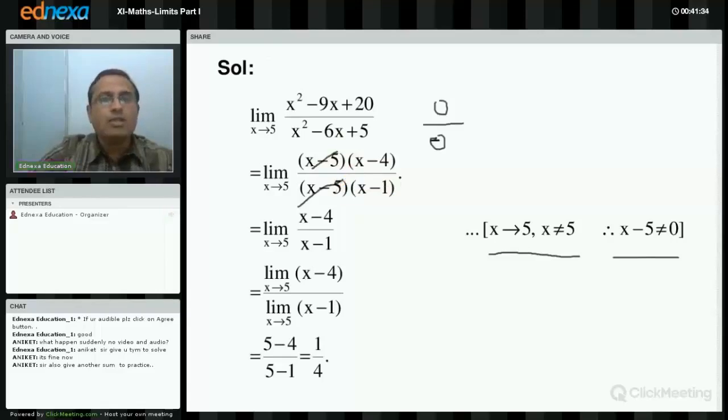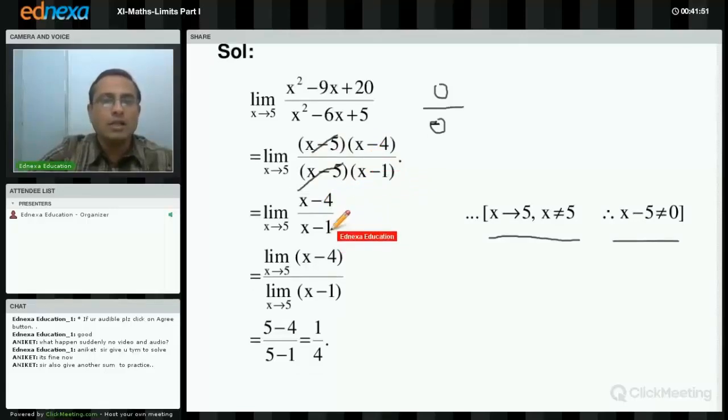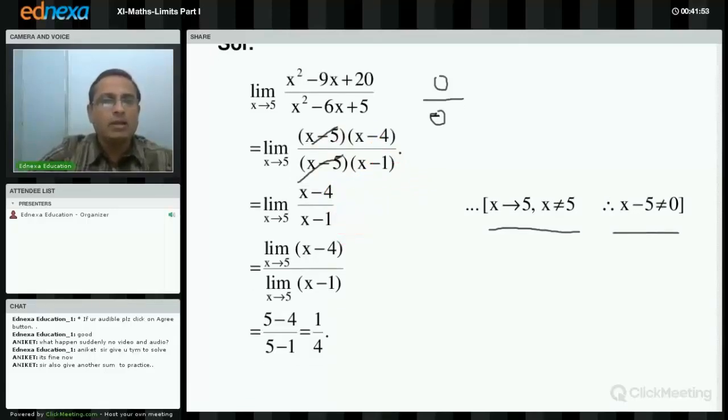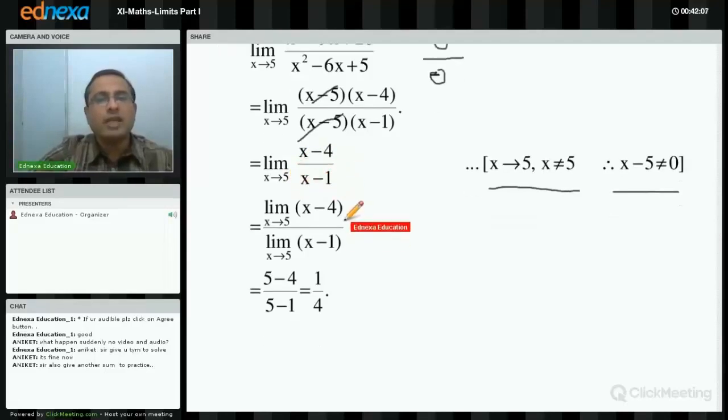Now, many students, after cancelling this, directly evaluate the limit. That is not the correct policy. After cancelling the common factor, in the next step, mention the remaining factors. They are x minus 4 in the numerator and x minus 1 in the denominator. Now, can we take the limit? The answer is yes. To take the limit means to replace every x by its limiting value. So, in the numerator, 5 minus 4, that is 1. In the denominator, 5 minus 1, that is 4.